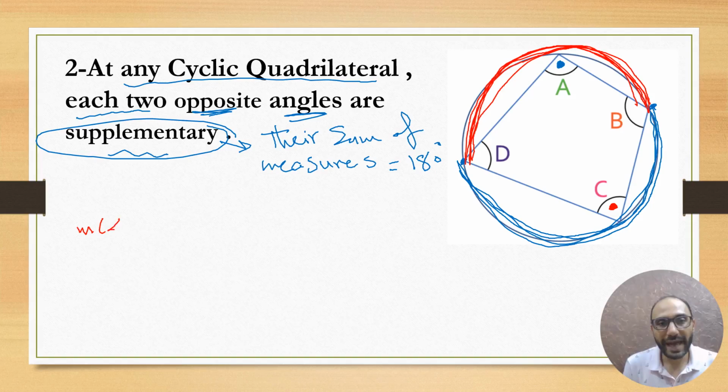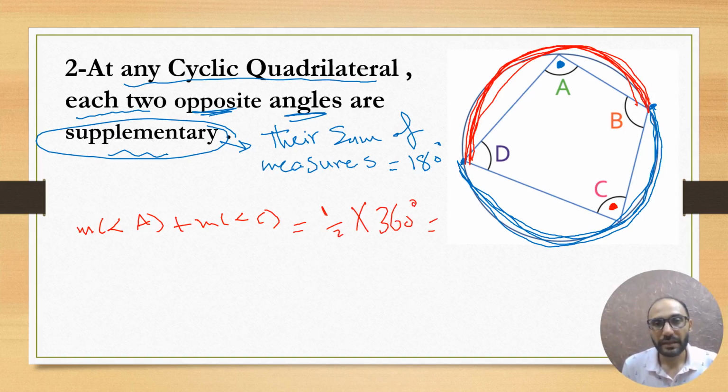So if we add the measure of angle A plus the measure of angle C, it will be half the blue plus half the red. You know that the red arc and the blue arc together form one complete circle, which is 360 degrees. So it's half of 360 degrees, which is 180 degrees. So when we find an inscribed angle, of course, in a circle, that means vertex A and vertex C lie on a certain circle. And similarly, we can prove that B and D also must be 180 degrees.